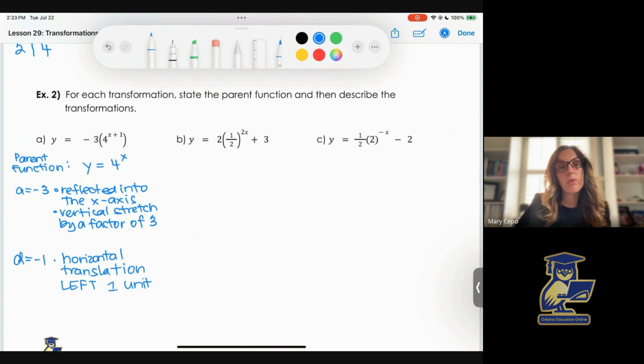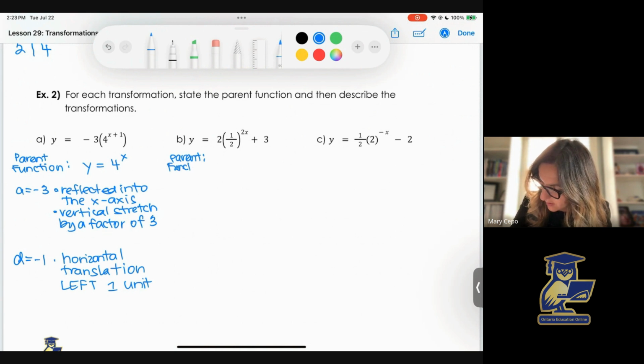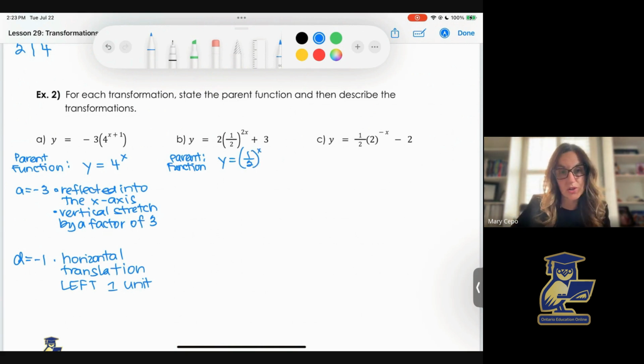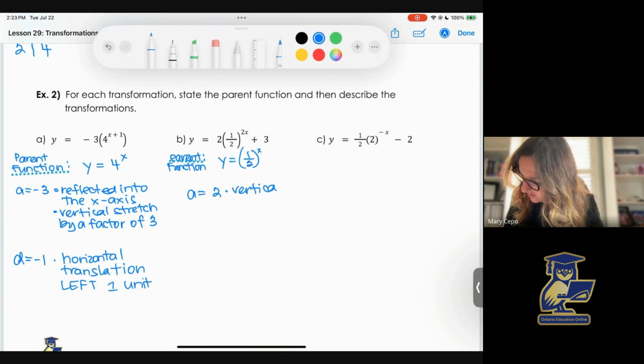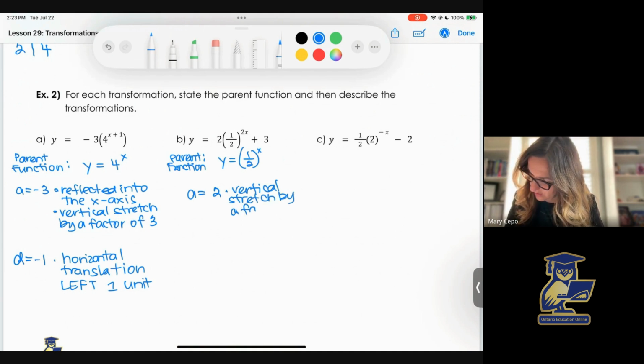Okay, looking at B, we have y is equal to 2 times 1/2 to the exponent of 2x plus 3. So again, the base function, the parent function, always, always, always identify that first. Okay, so we know y is equal to 1/2 to the power of x. And then from there, we can identify what the transformations are. We have a is equal to 2, so we know it's a vertical stretch by a factor of 2.